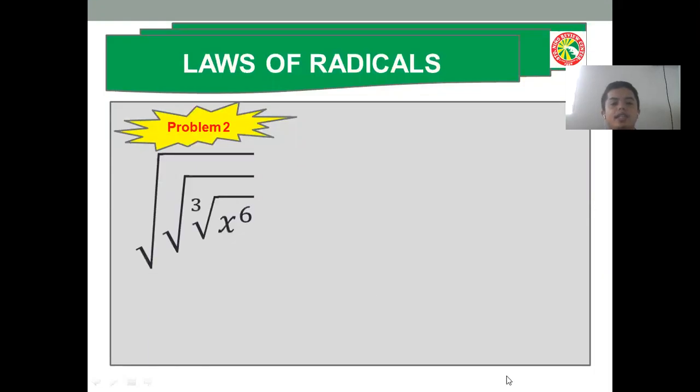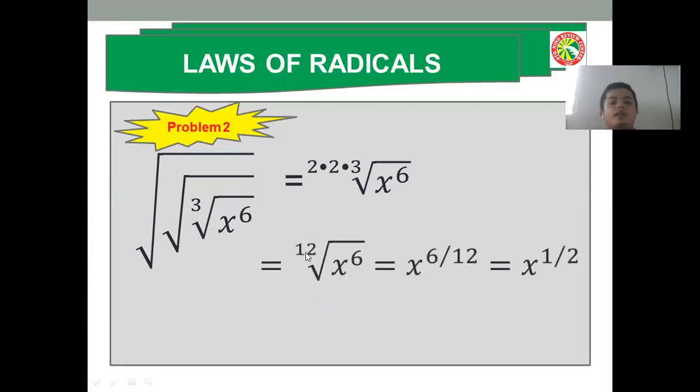Another example here, the square root of the square root of the cube root of x to the 6. You have the index 2, also the index 2, and the index 3. The whole thing is multiplied, 2 times 2 times 3, then copy the radicand x to the 6. Therefore, the 12th root of x raised to 6.